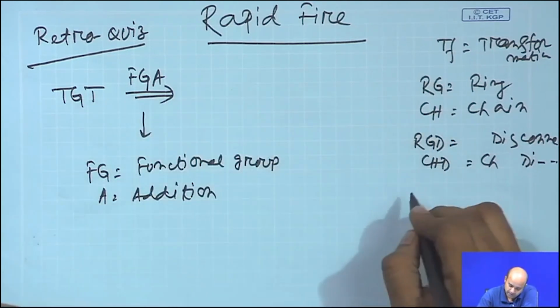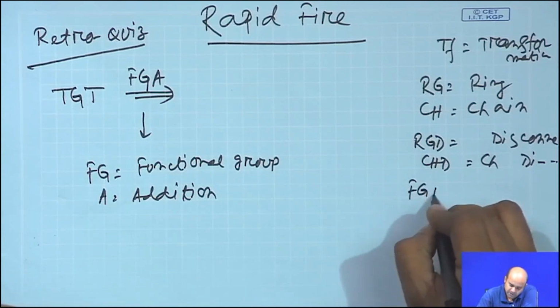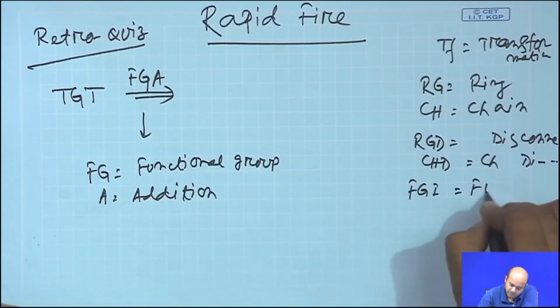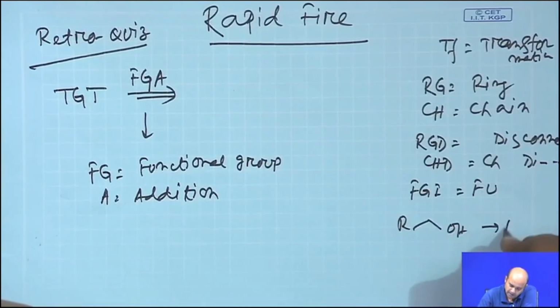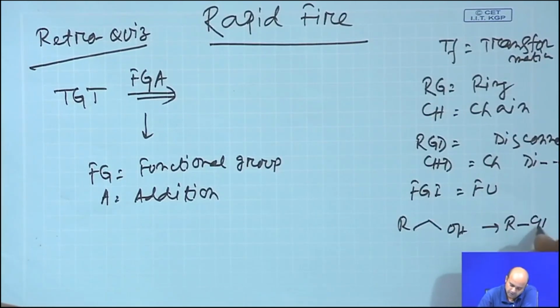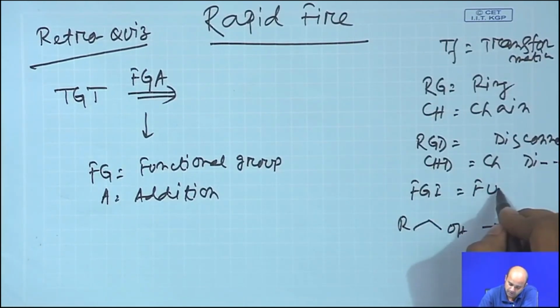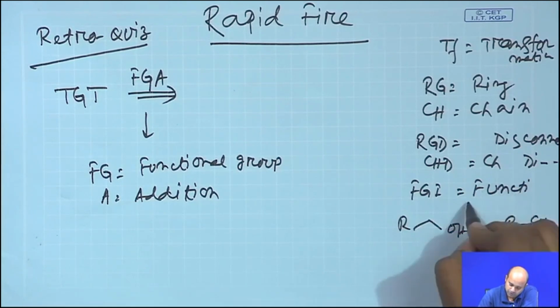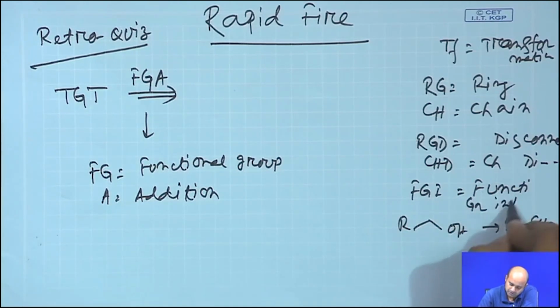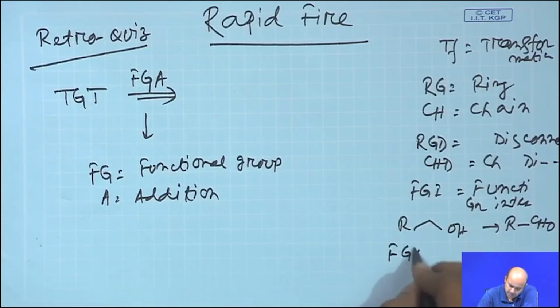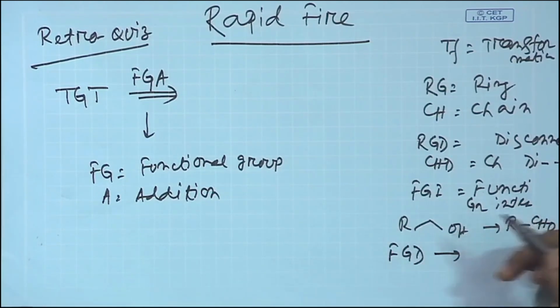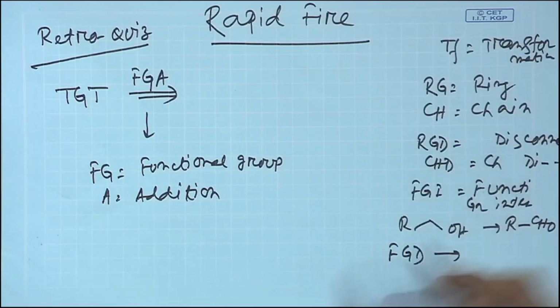So, these are the common terminologies we will often be using. TGT, all of you know, is target. This terminology is called FGI, functional group interconversion. Let us say you have an alcohol and you are making it an aldehyde. That gives you a functional group interconversion, called FGI. There are other terminologies like FGD, where D stands for functional group disconnection or functional group deletion.